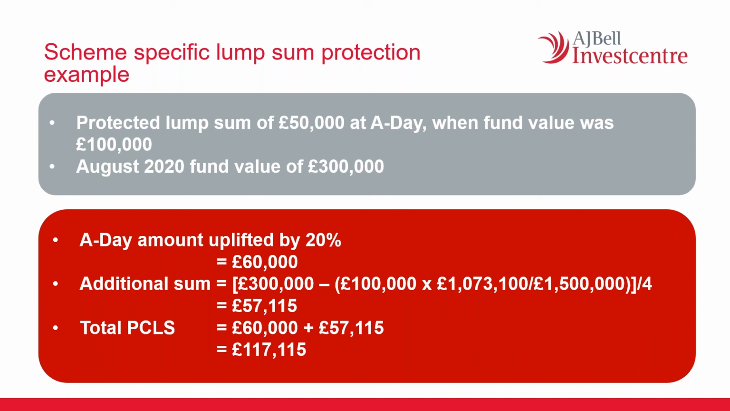deduct from that your A-Day fund revalued in line with changes for the lifetime allowance. So your 100,000 times the current lifetime allowance over the 1.5 million, which was the lifetime allowance at A-Day. The difference between those two, divide that by 4 for 25%, and that gives you 57,115. And then you add those two together. So the total PCLS available today, you'd be taking £117,115.